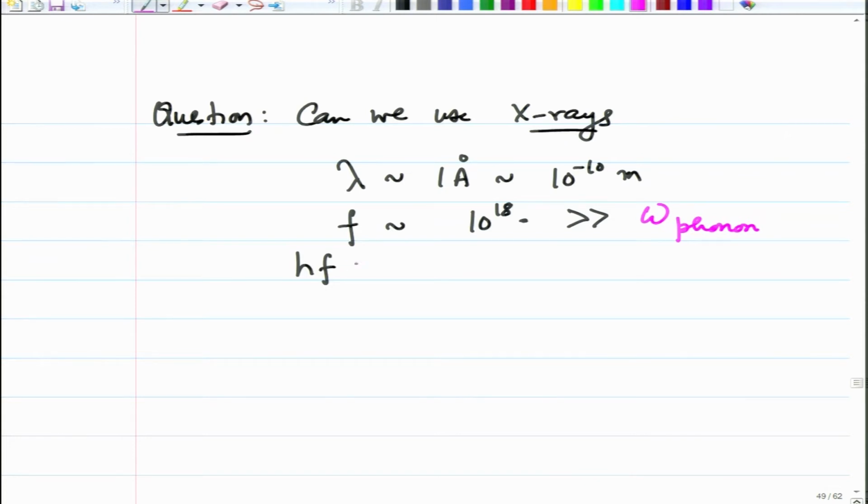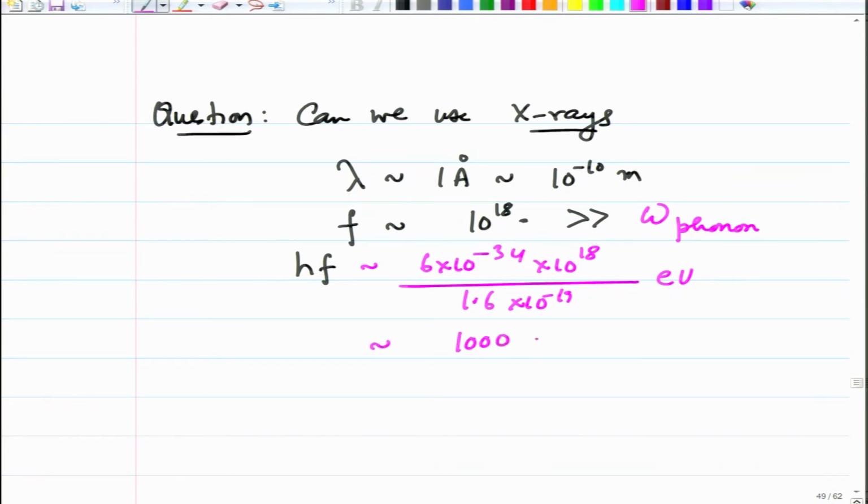So, hf is of the order of, let us say, h is 6 times 10 raised to minus 34 times 10 raised to 18 divided by 1.6 times 10 raised to minus 19 eV, which is of the order of 1000 eV, whereas h cross omega phonon we calculated in the previous lecture is of the order of MeV. So, I should be able to detect a difference of MeV in 1000 eV.